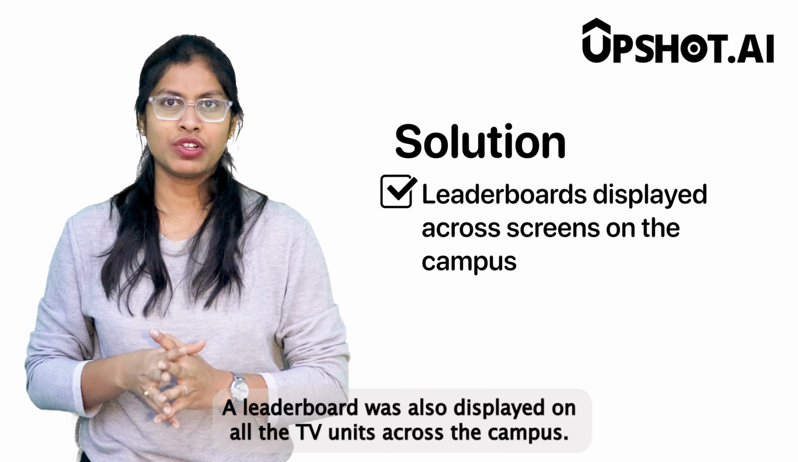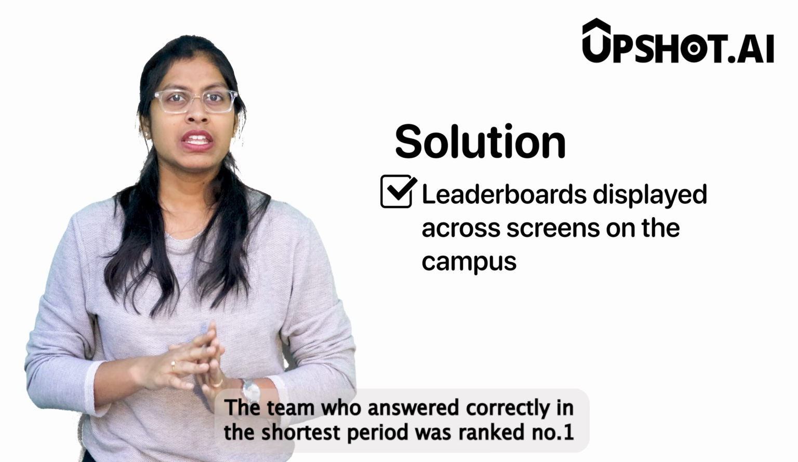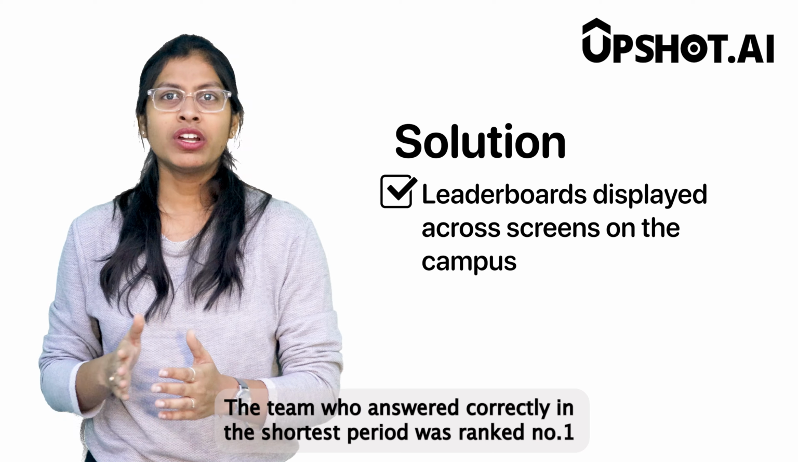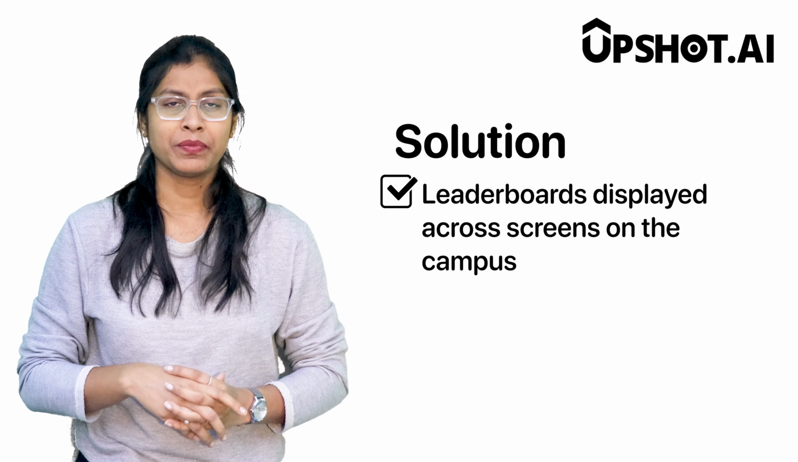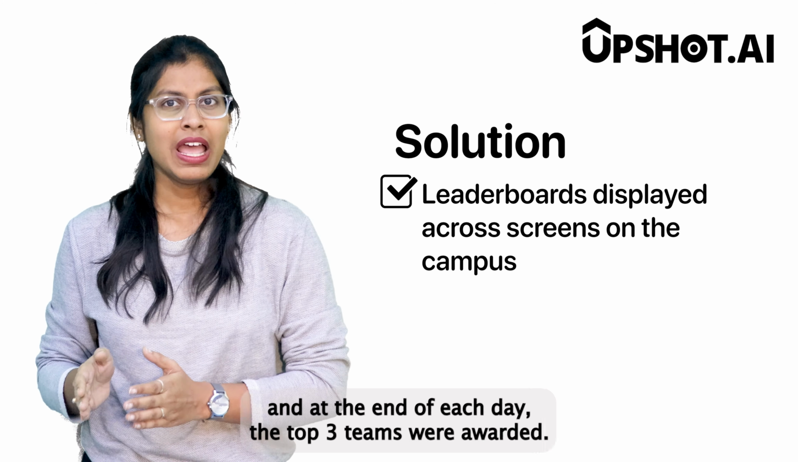A leaderboard was also displayed on all the TV units across the campus. The team who answered correctly in the shortest period was ranked number 1. Participants could see where their team stood, and at the end of each day, the top 3 teams were awarded.